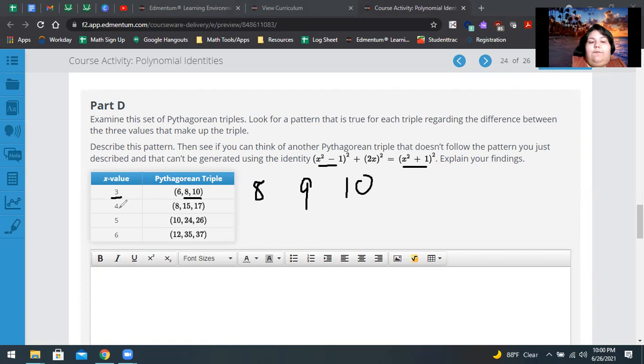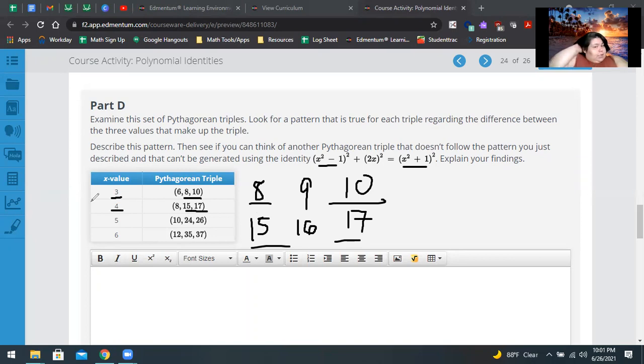Let's try it here. 4 squared is 16. So 8 and 10 were used. 1 less than 16 is 15. 1 more than 16 is 17. 15 and 17. There we go again. And the very first number is the x value times 2. So again, I kind of pointed out the pattern.